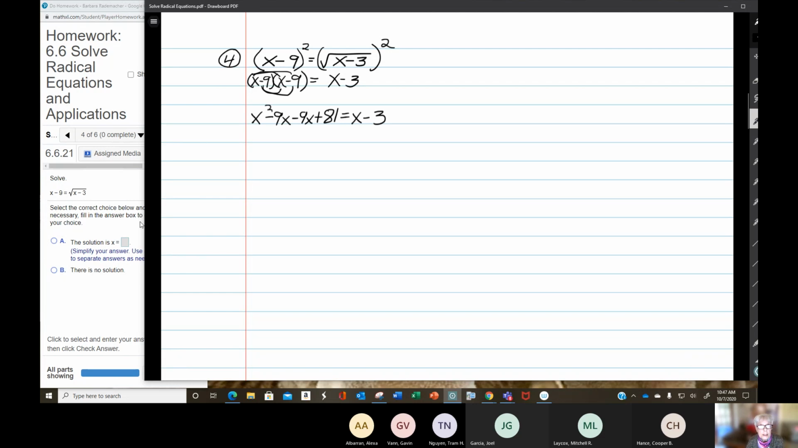Now this, again, I said this yesterday, this is where you have to be very, very careful, because when you square a binomial like this, you do not end up with conjugates. You don't drop out the middle terms. Instead, you get double the middle term. This is x squared minus 18x plus 81 equals x minus 3.